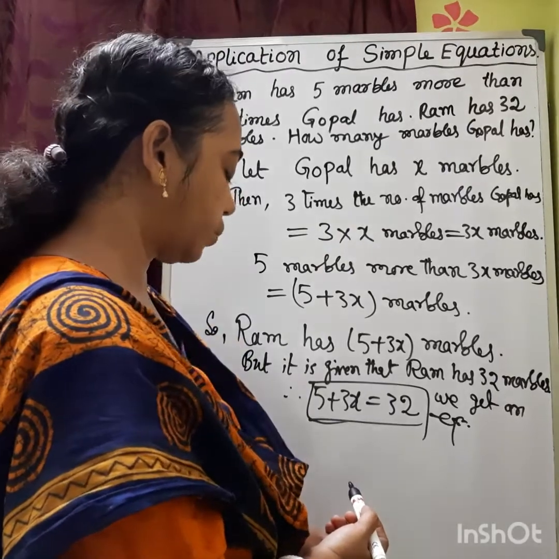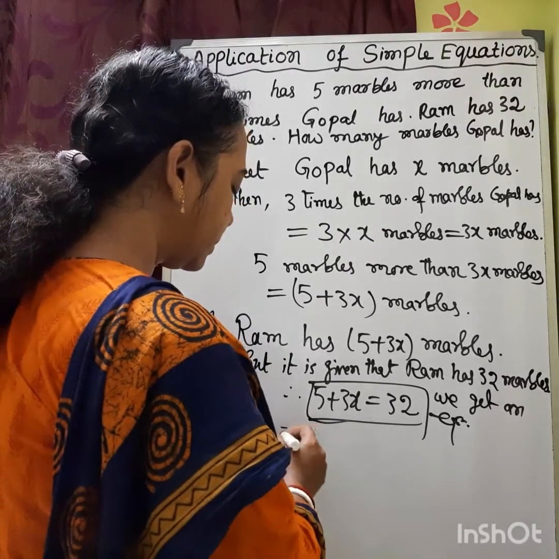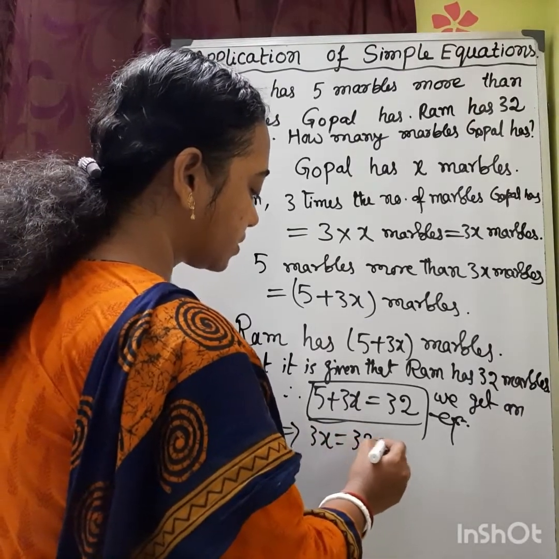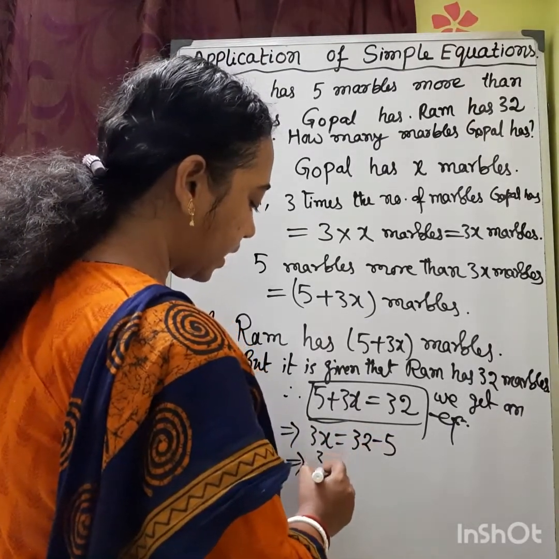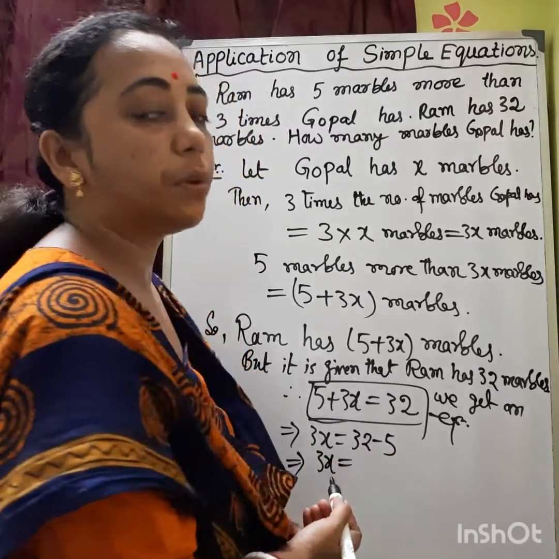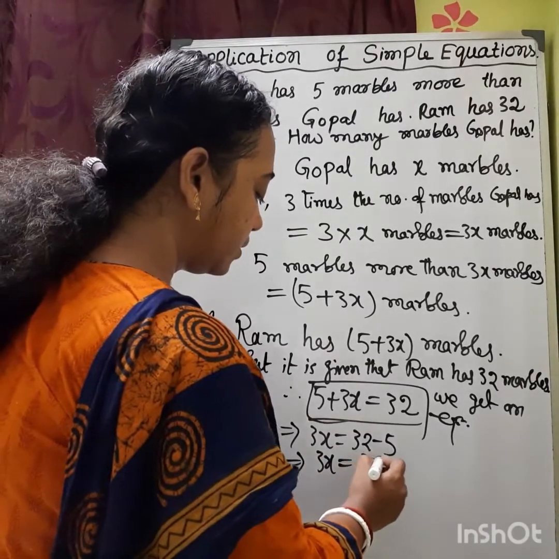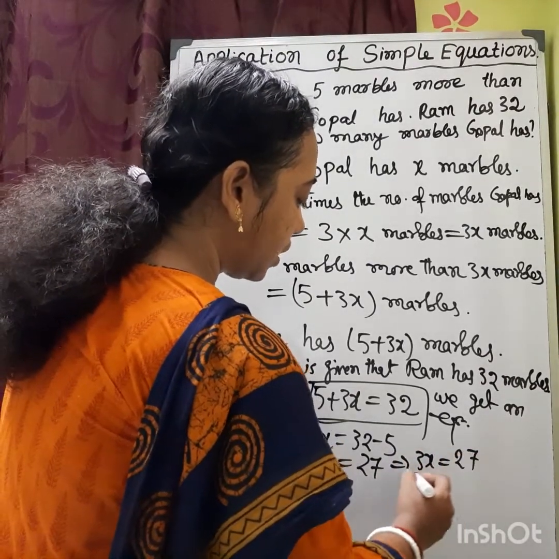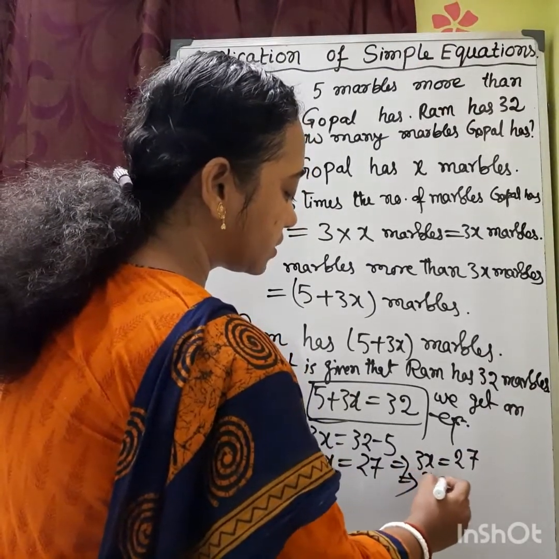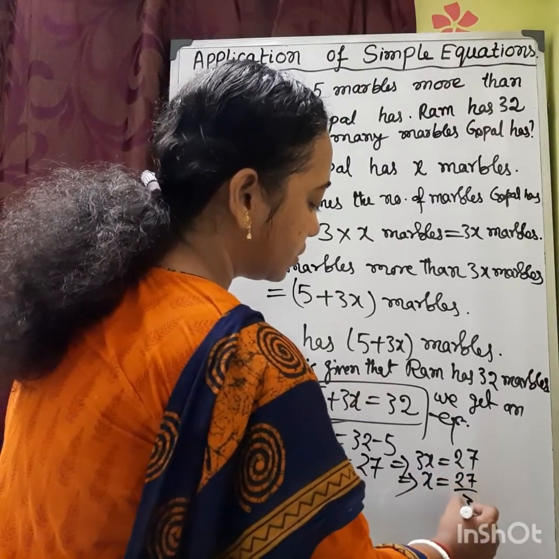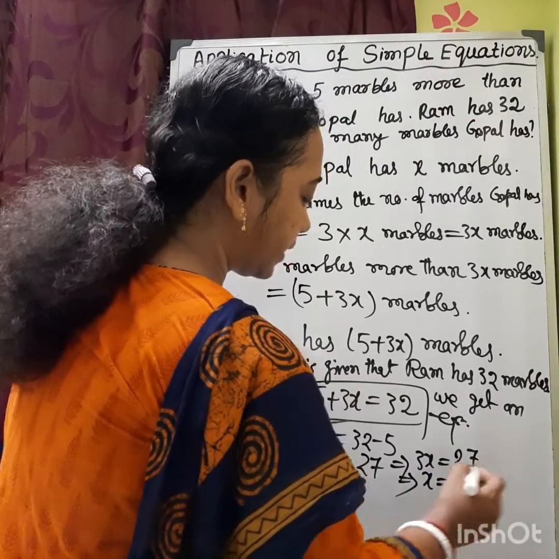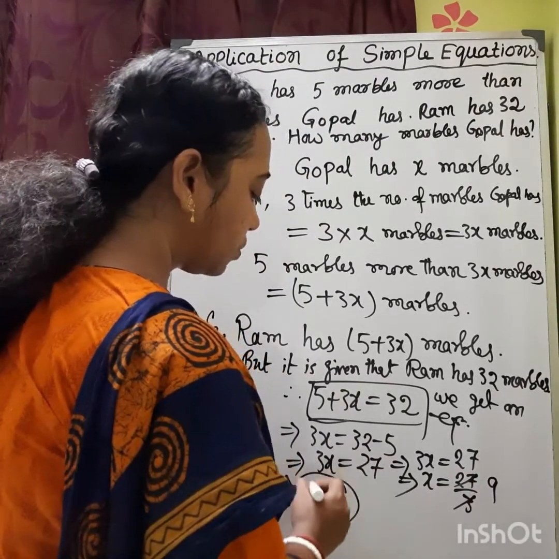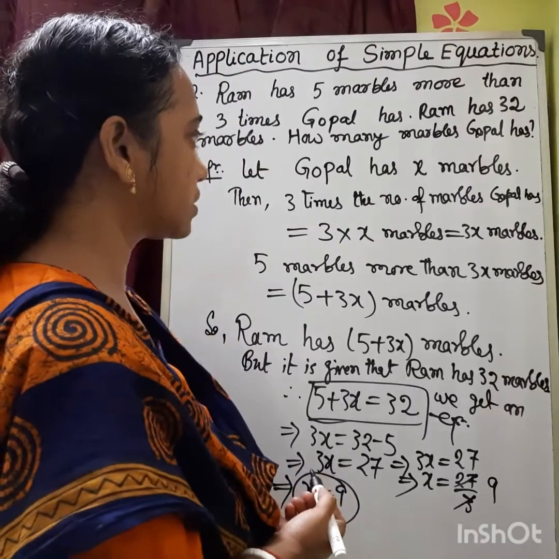So let us solve this equation. For that we simply transpose the constant term to the right hand side. So 3x is equal to 32 minus 5, we get here 27. So 3x is equal to 27. Now if we divide both sides by 3, we get x is equal to 27 by 3. It will cancel out by 9. So x is equal to 9 is the solution of the equation.